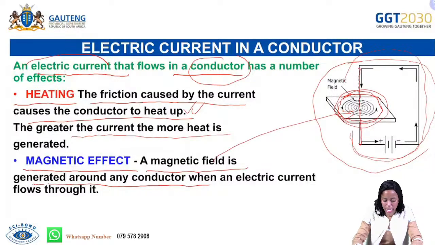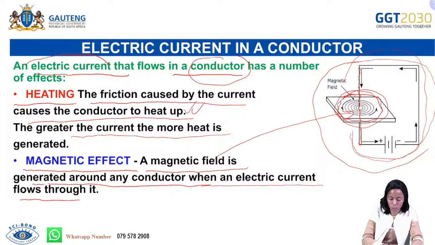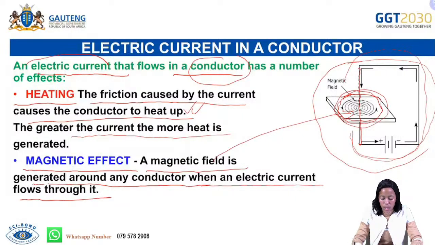So this line here represents a conductor, and it says when an electric current is flowing through it. Okay, so we are saying that in a conductor, when the current is flowing, the current will cause what? It is going to cause these lines here, which represent a magnetic field.